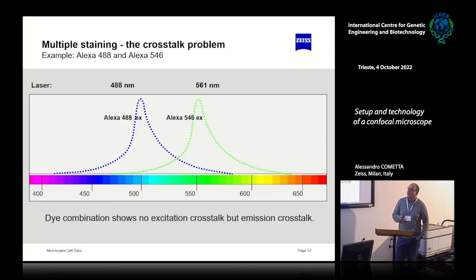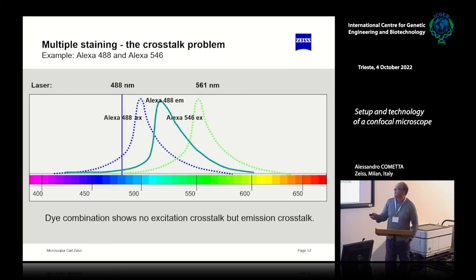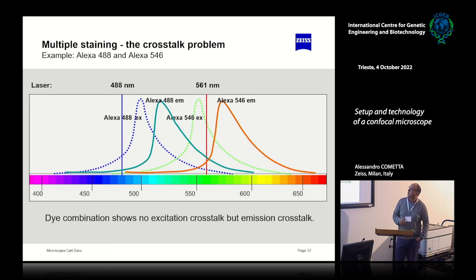In an ideal world. In our world, things are much more complicated, because this is the excitation spectrum of one good dye. This is the excitation spectrum of another one. When I switch on, as an example, something here, I will excite both one and the other. So at the end, I will have two emissions, one in the green and one in the yellow. And this is something you will have every time on your system.